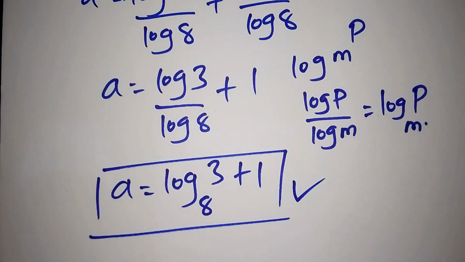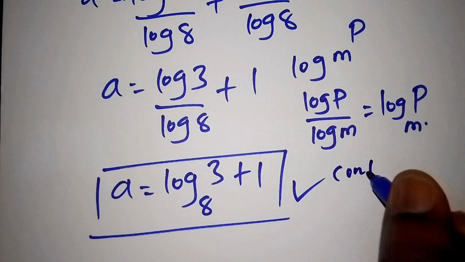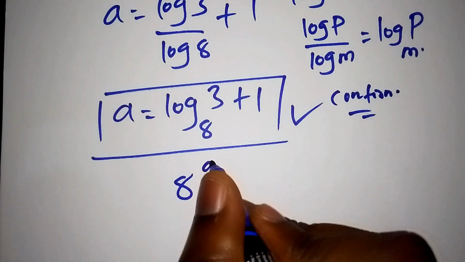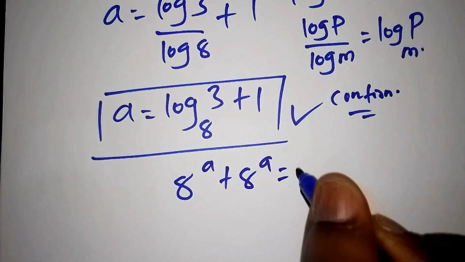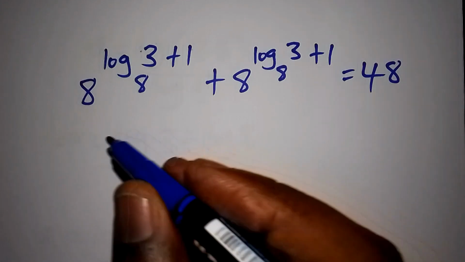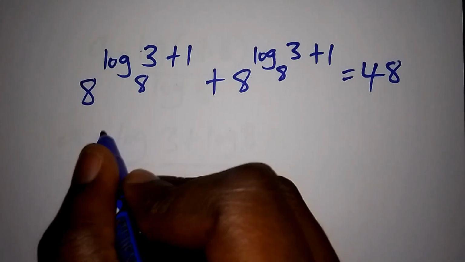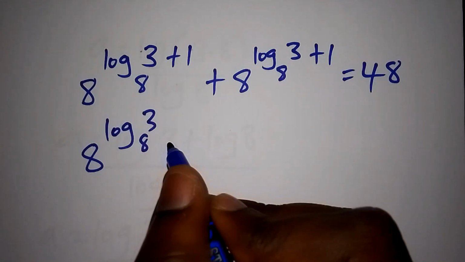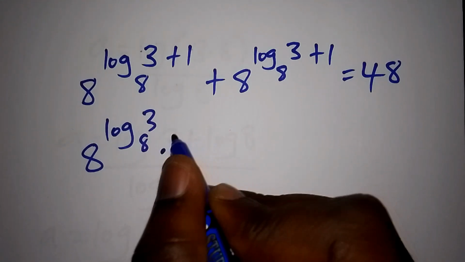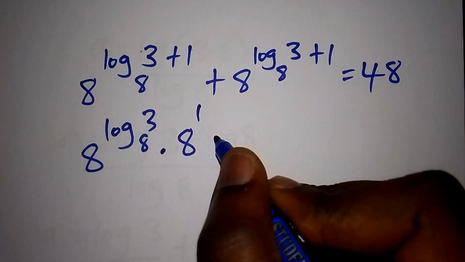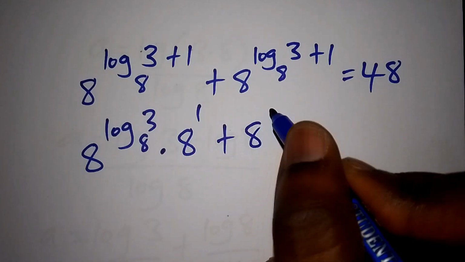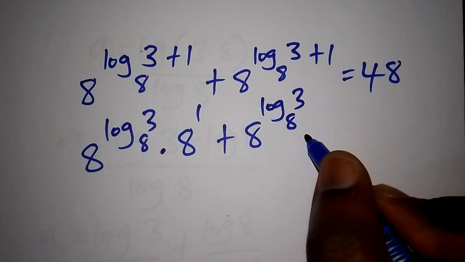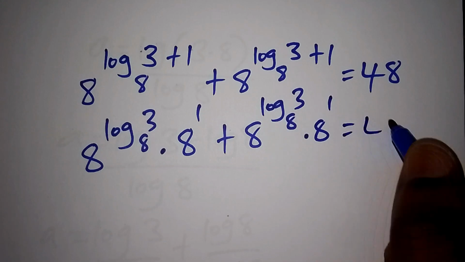So here was our question. Let's now confirm if this answer is really correct. Our question was 8 to the power of a plus 8 to the power of a equals 48. This can also be written as 8 to the log of 3 to the base of 8, the plus sign changing to multiplication, times 8 to the power of 1, plus 8 to the log of 3 to the base of 8, times 8 to the power of 1, equals 48.